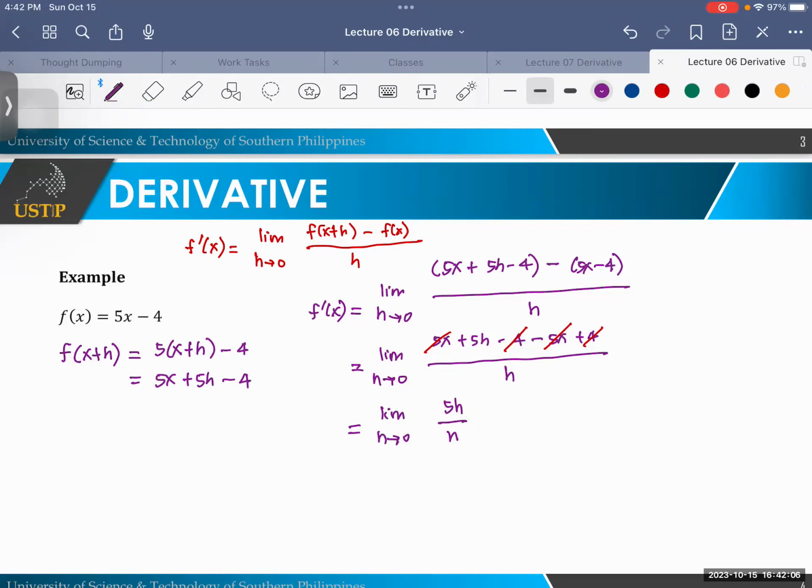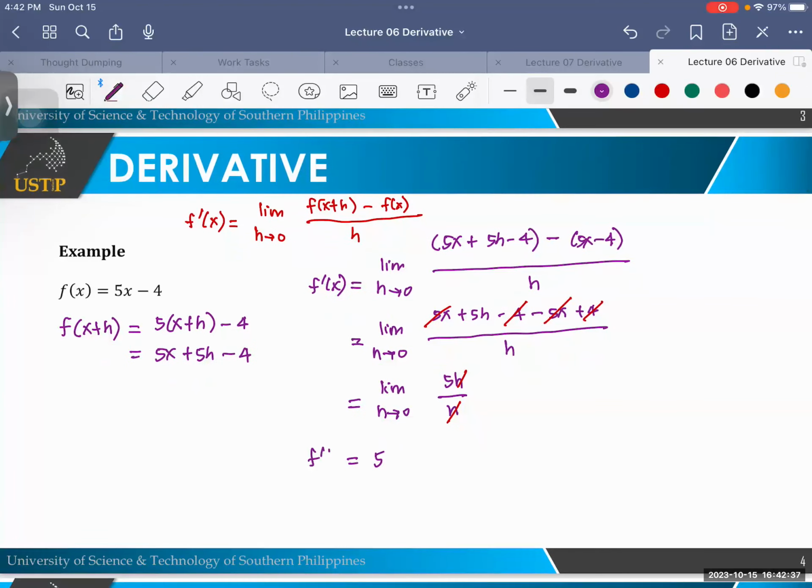Now, we can't plug in here, right? It would be undefined. So we can simplify further because the h will be cancelled. Okay? So therefore, class, the limit, the derivative of the function, is just the limit of 5 as h approaches 0. Now, we know if there's a constant, that will be the answer already, right? So the answer is 5. That is the derivative of 5x.